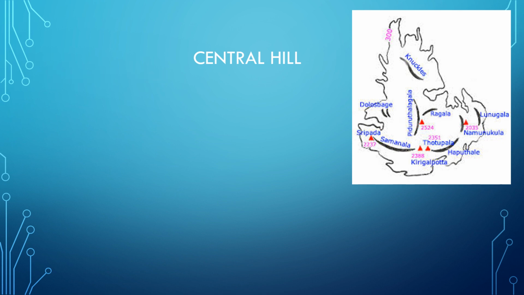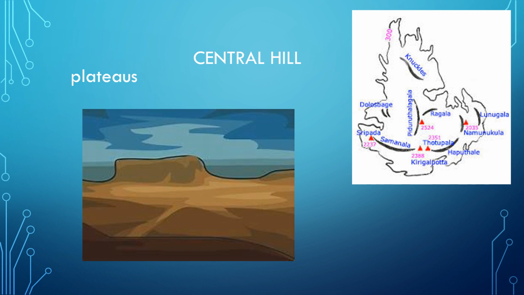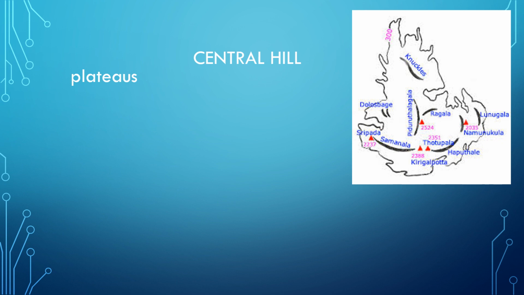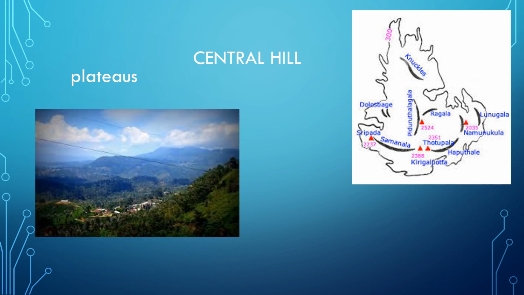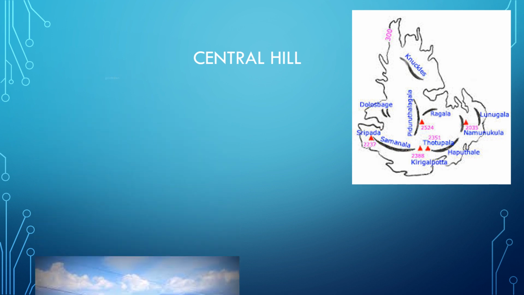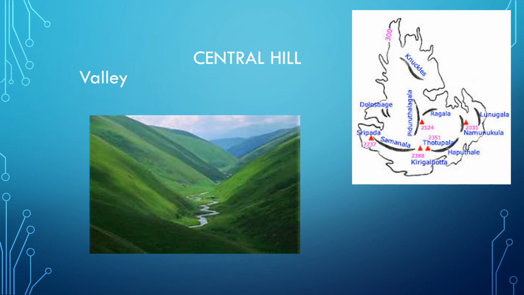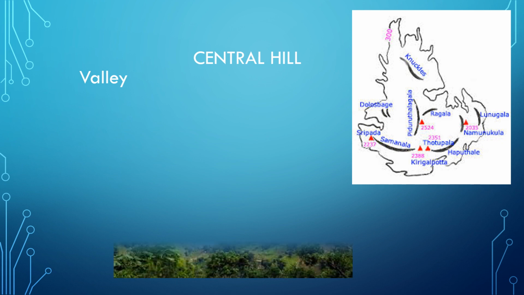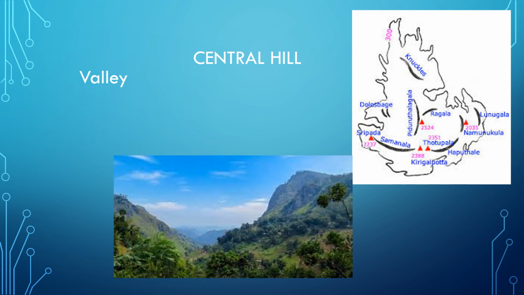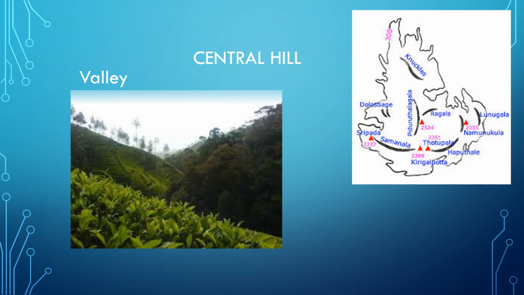Second one is plateaus. Plateau means a flat land on a higher area. Examples: Welimada. Third one is valleys. A valley is a V-shaped lowland between two mountains. Examples: Ella Valley, Bogawantalawa.